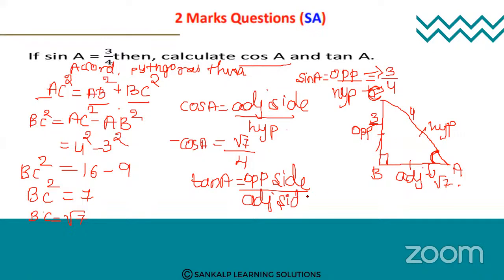Okay, opposite side divided by adjacent side. Opposite side value is 3. Adjacent side is root 7. So 3 divided by root 7. This is the value of tan A. So this question can be asked for 2 marks. ಇದನ್ನ 2 mark ಅಲ್ಲಿ ಕೇಳ್ತಾರೆ.